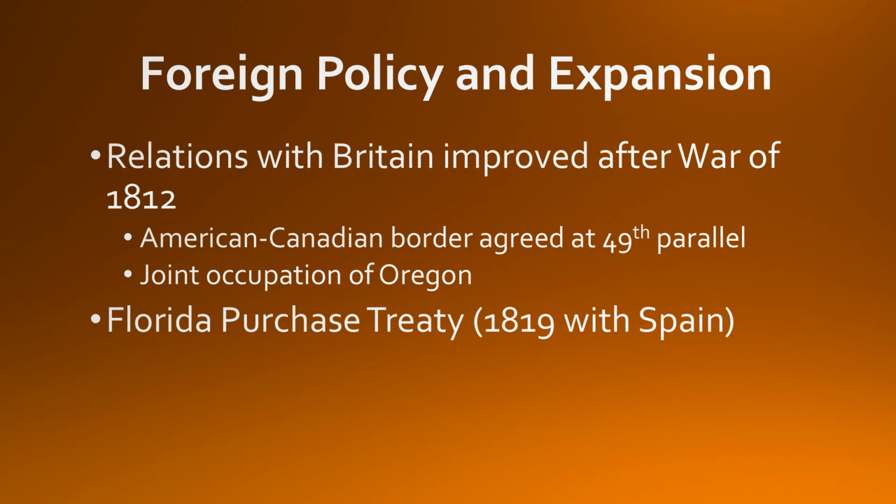Spain realized they would essentially lose Florida regardless and decided to negotiate. In the Adams-Onis Treaty of 1819, Spain ceded Florida as well as its claims to Oregon to the United States. We abandoned some claims we had in Texas that later became part of Mexico, and Florida joins our nation.